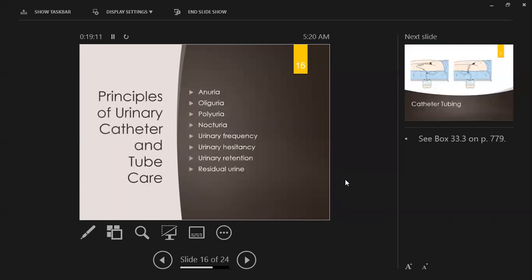Principles of urinary catheter and tube care. This is a repeated slide, unfortunately, and I will have to get you guys the correct information. It looks like it was copy and pasted from the wrong area.